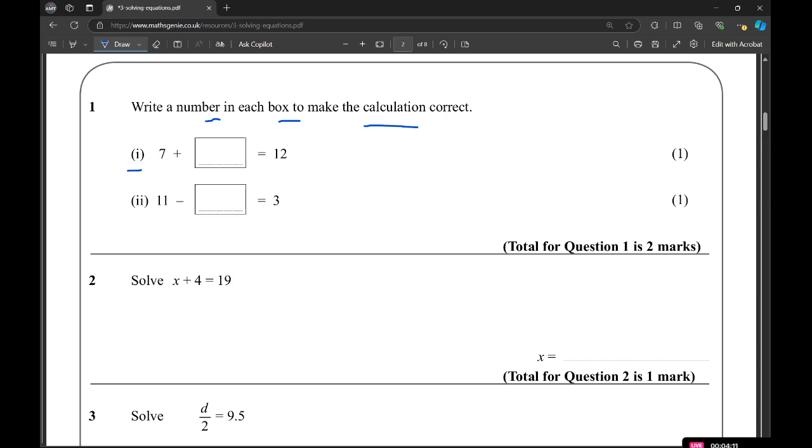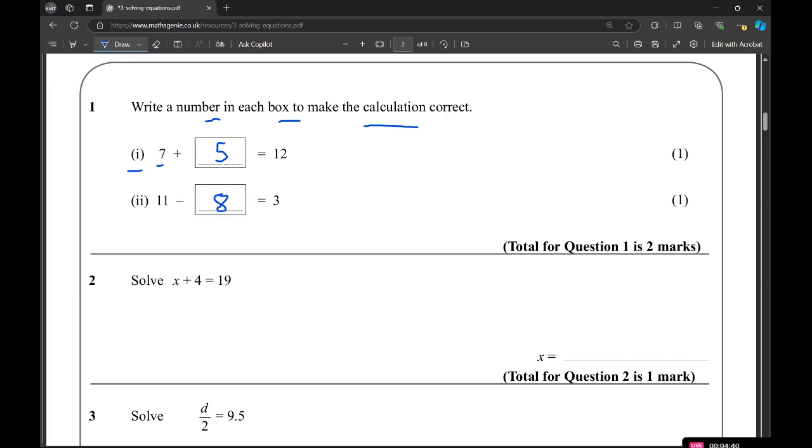Part one: 7 plus something is 12. Hopefully you're happy that the answer will be 5, since 7 plus 5 makes 12. Part two: 11 subtract something is 3. So 11 subtract 8, guys, is equal to 3.